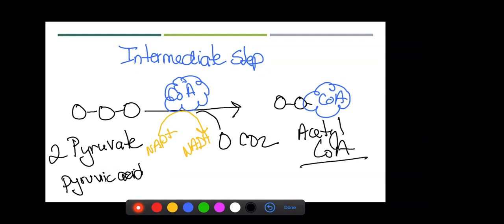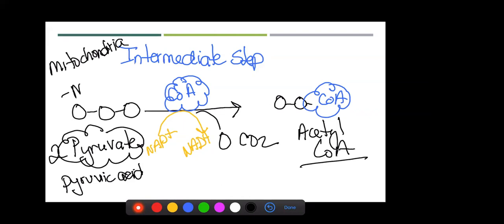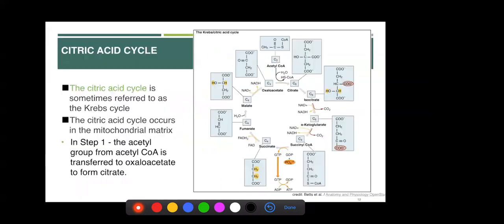And again, this is happening now. I don't know if she talked about this, so I'm going to talk about this. This happens inside the mitochondria now. So where glycolysis occurred in the cytoplasm, pyruvate has to go into the mitochondria. And we're actually inside the matrix, in the very interior of the mitochondria. So that pyruvate gets transported into the matrix of the mitochondria from the cytoplasm.